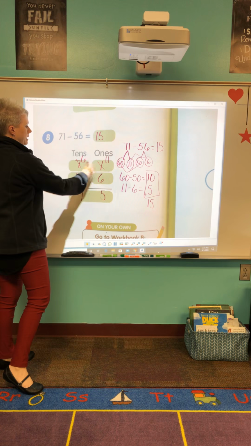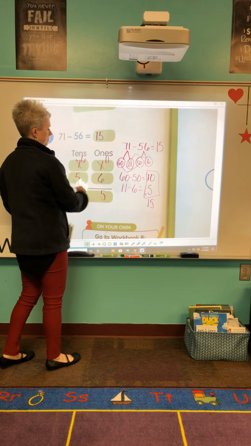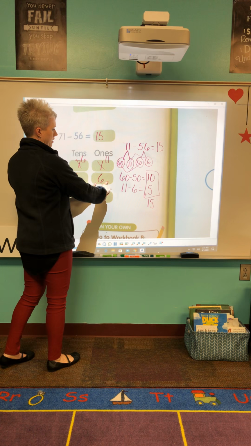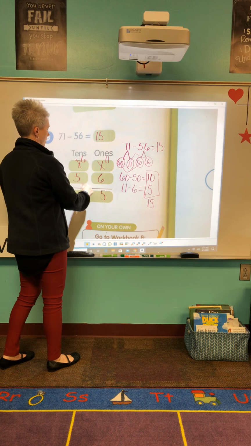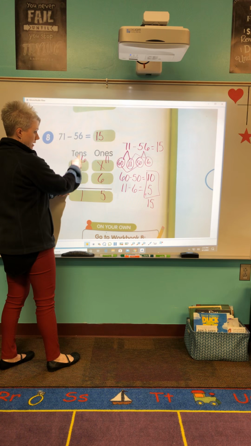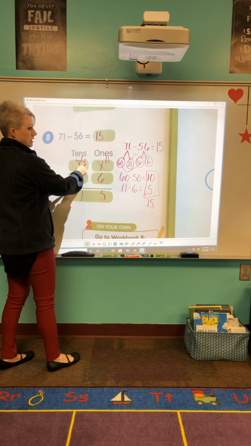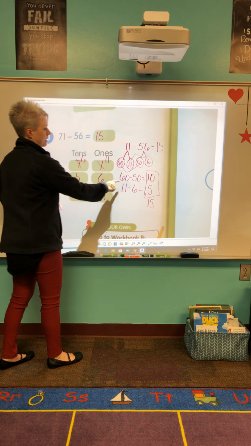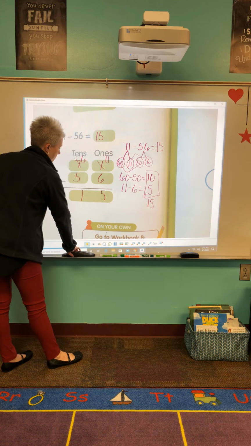Okay, we regrouped here, we regrouped here. We have 11 minus 6 here, we have 11 minus 6 here. We have 6 minus 5, but it's in our tens, so that would be 60 minus 50. 6 tens is 60, 5 tens is 50, 60 minus 50.